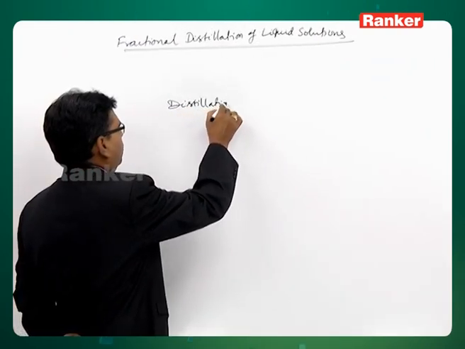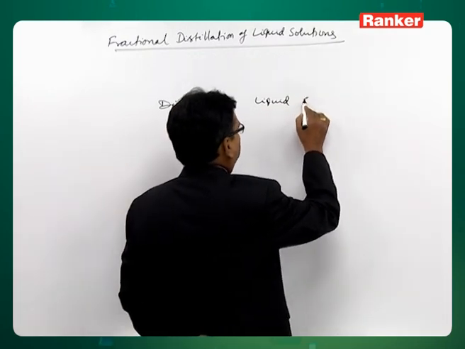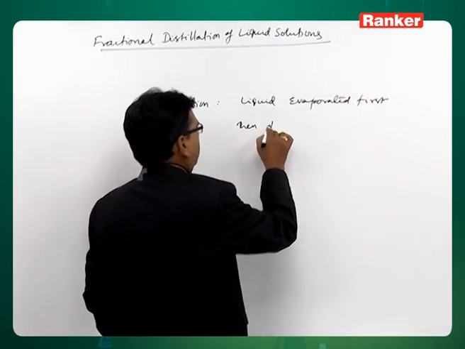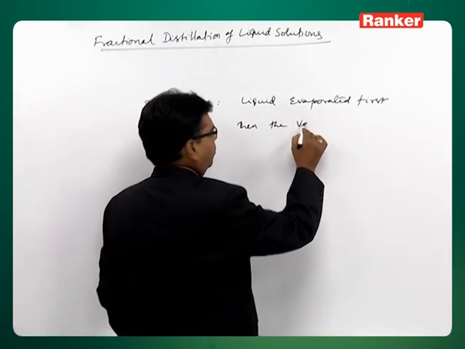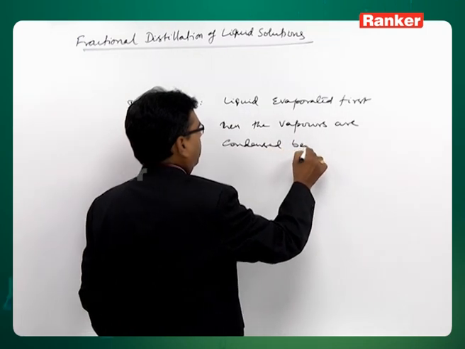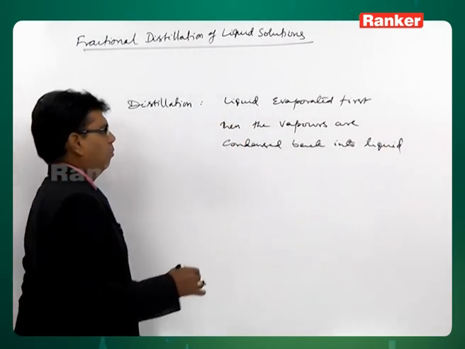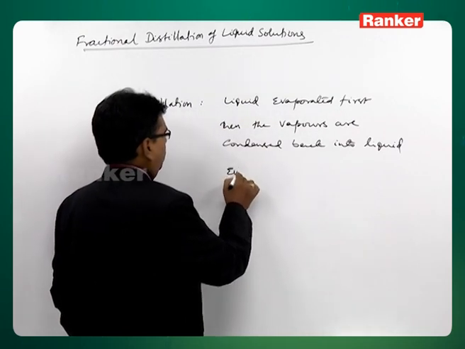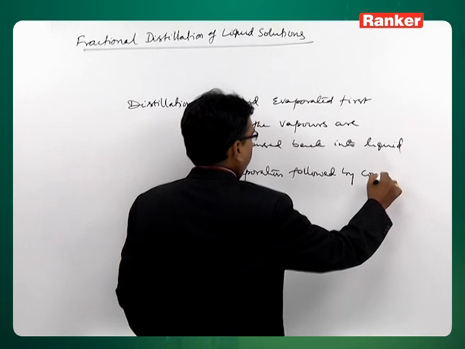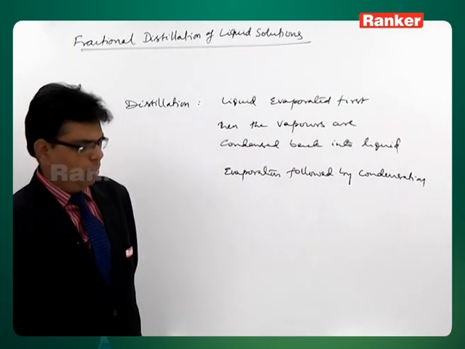Distillation is a process in which a liquid is evaporated first, then the vapors are condensed back into liquid. So it is a process involving evaporation followed by condensation, and the natural example of this distillation is the way we get the rain.